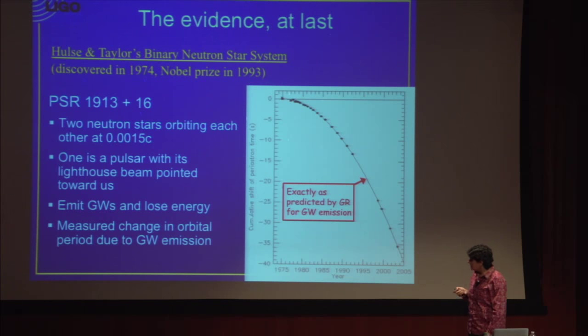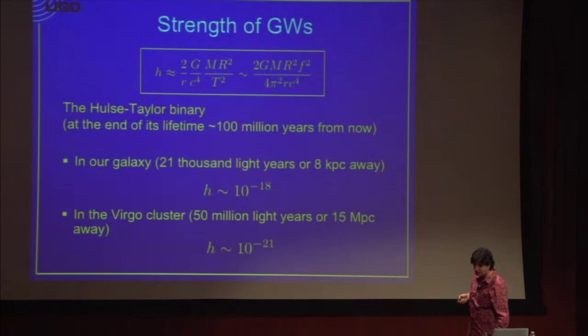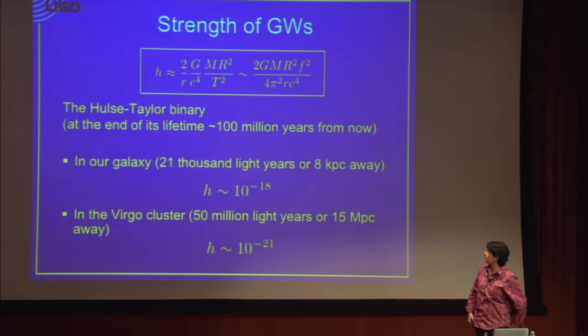And so this was definitive evidence that gravitational waves are out there and that they behave in the way that Einstein's general relativity has predicted to us to first order, which greatly impressed Sweden. And Joe went to Stockholm in 1993 for the Nobel Prize.